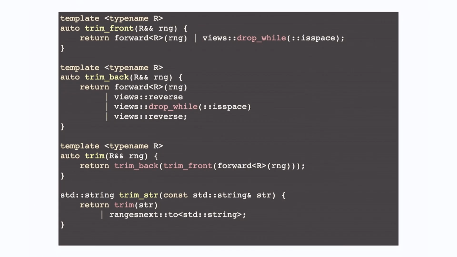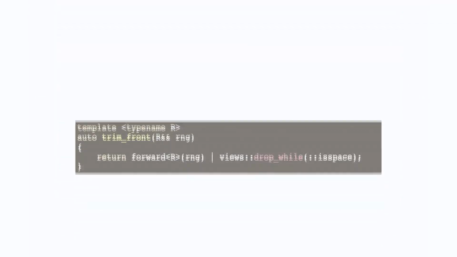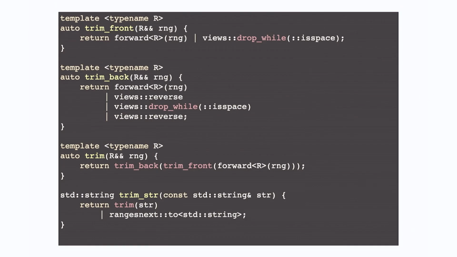So we can put this all back together. We've now got a trim front function that drops from the front, a trim back function that reverses, drops from the front, and reverses again, trim which composes those operations together, and then finally this trim str function that does this in the special case of standard strings. So this is fine. In fact, I really like this code.